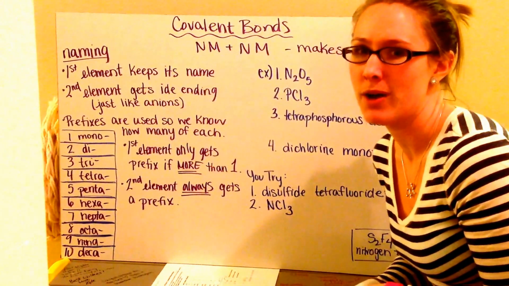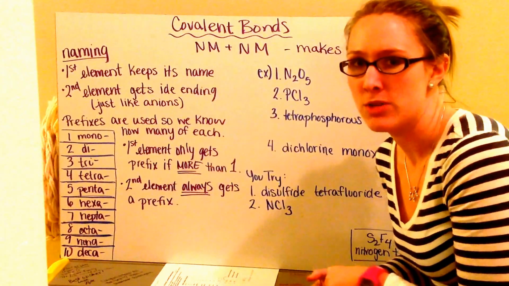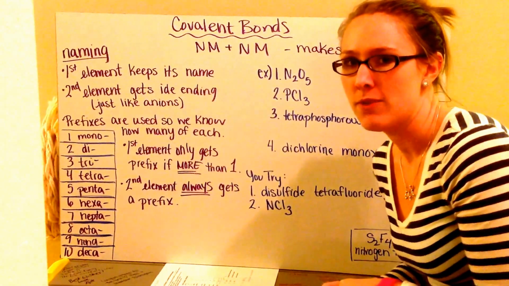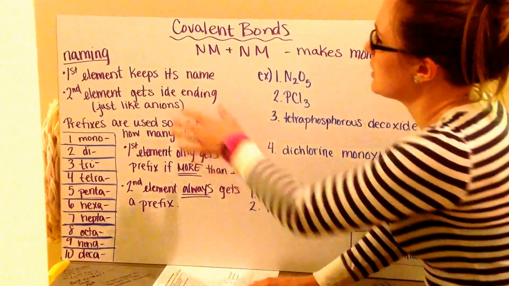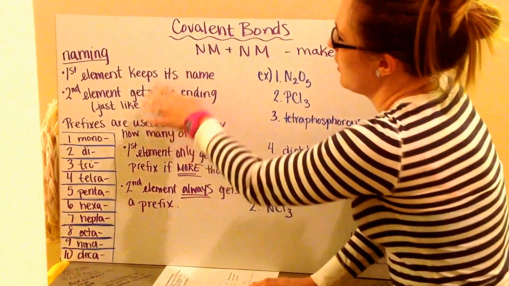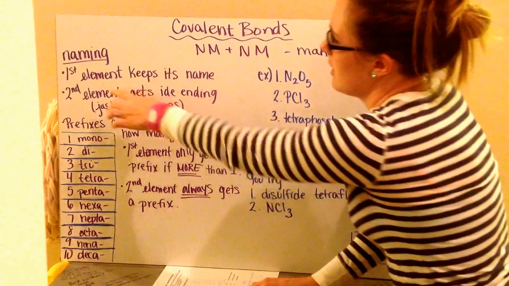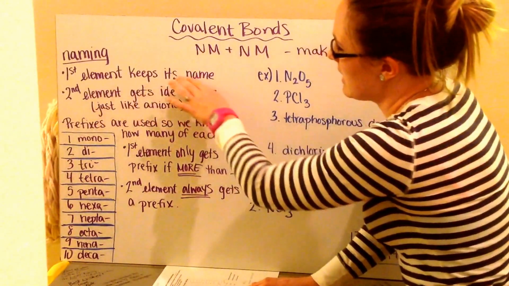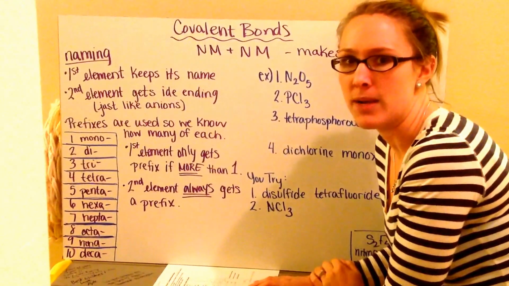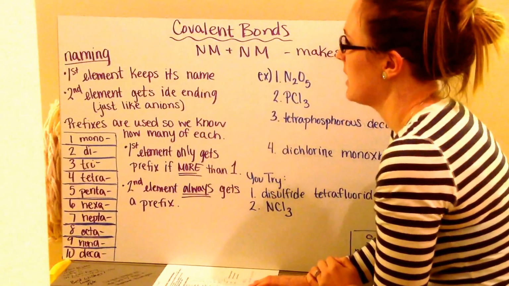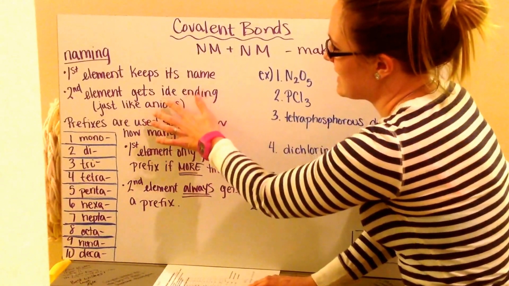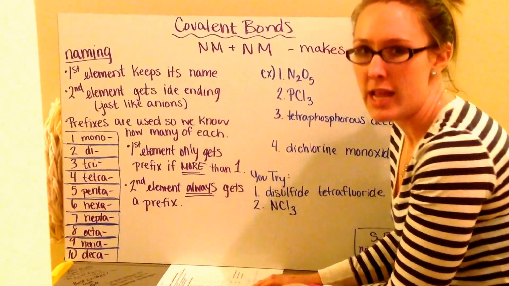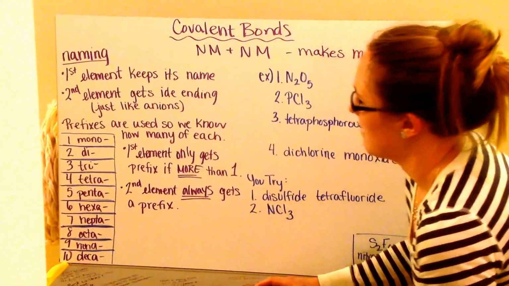We'll talk more about how they share those electrons when we draw Lewis structures and VSEPR models in the coming days. To name covalent bonds, we have our two elements, and our first element is going to keep its name, just like in ionic bonds. The first element is always going to keep its name. The second element is going to have that IDE ending on it, just like our anions in ionic bonds.